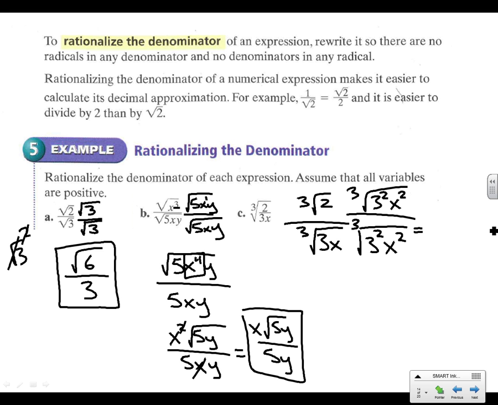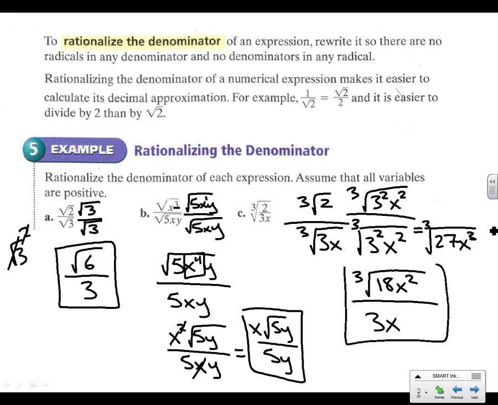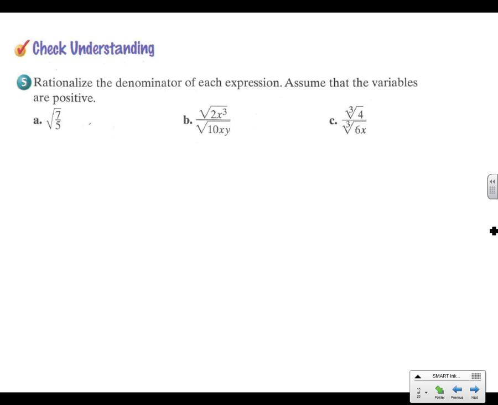3 times 3 squared is 27. X squared times x is x cubed, and that's going to cancel out, and we'll end up with just 3x in the denominator. On the top, we ended up with 3 squared is 9 times 2 is 18. X squared. All right, so cubes get a little messier, but just keep track of all your terms and you should be okay. See if you can do that for the next Understanding Check, number 5.